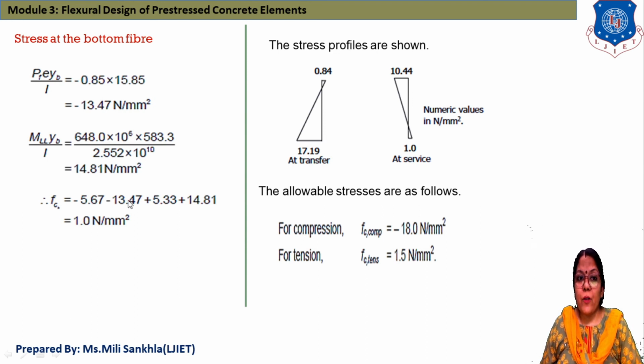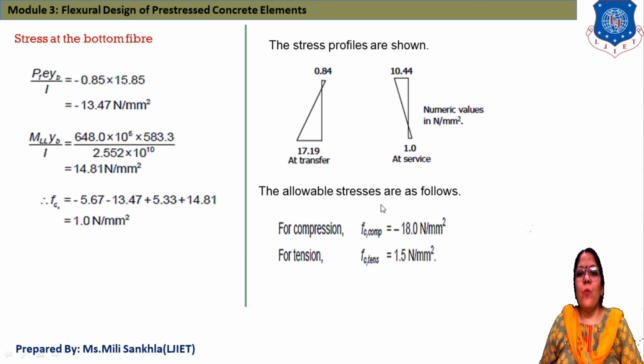FC at the bottom is equal to the direct stress. This one is due to dead load, this is our bending stress due to dead load, and this one is due to live load. Now this is the stress distribution diagram at transfer condition and at service condition. The value at the top fiber is 0.84 and at transfer the value at the bottom fiber is equal to 17.19. Here at the top fiber negative 10.44 and here FC is equal to positive 1.